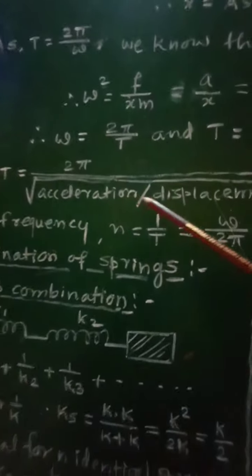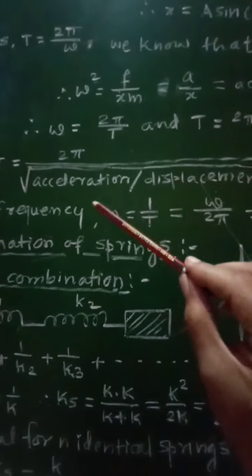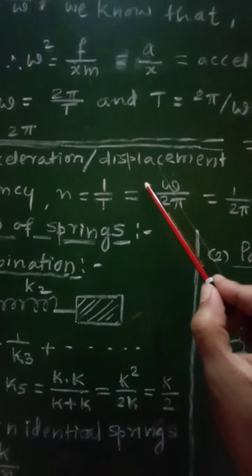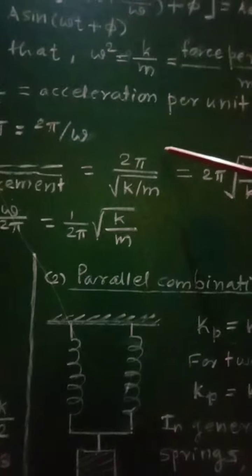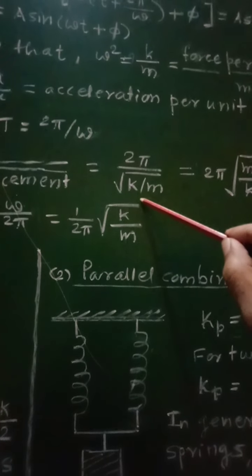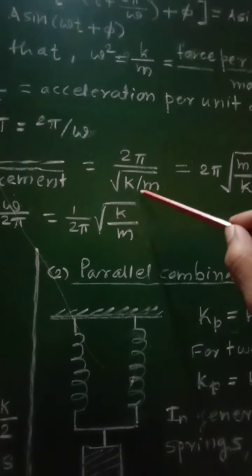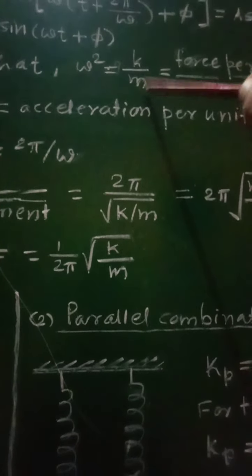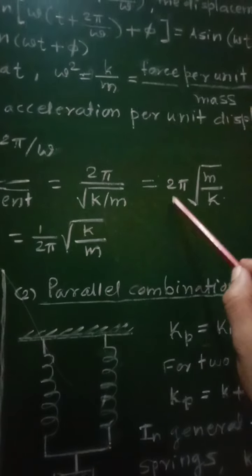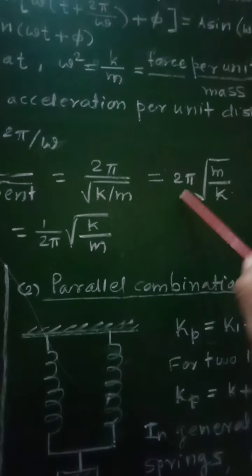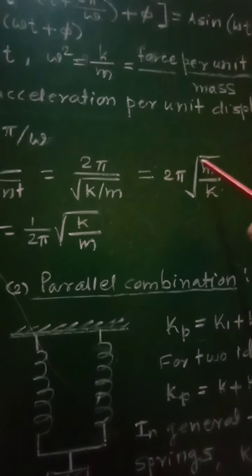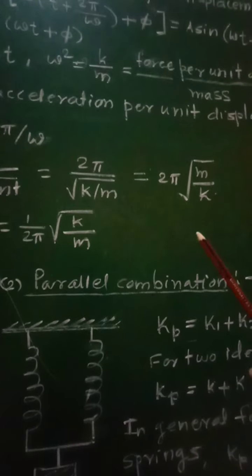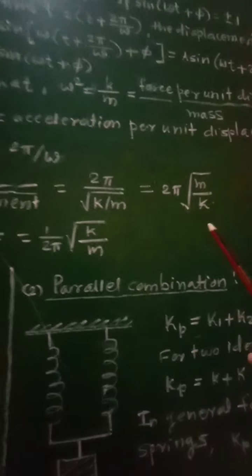Therefore we can write T is equal to 2 pi upon square root of acceleration per unit displacement, that will be written as 2 pi upon square root of k by m. From this relation, omega equals square root of k by m, and therefore it will be equal to 2 pi into, as this square root is taken to the numerator, root of m by k, so that T is equal to 2 pi square root of m by k.